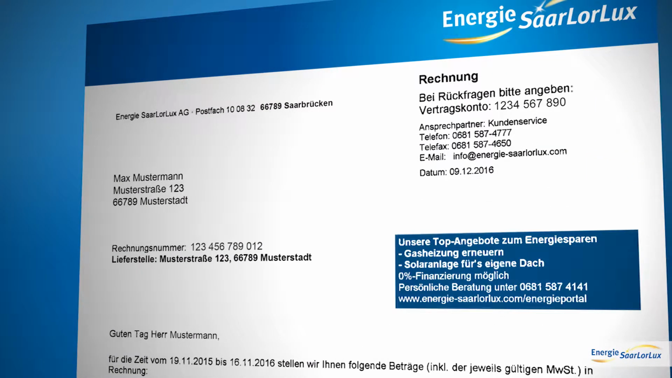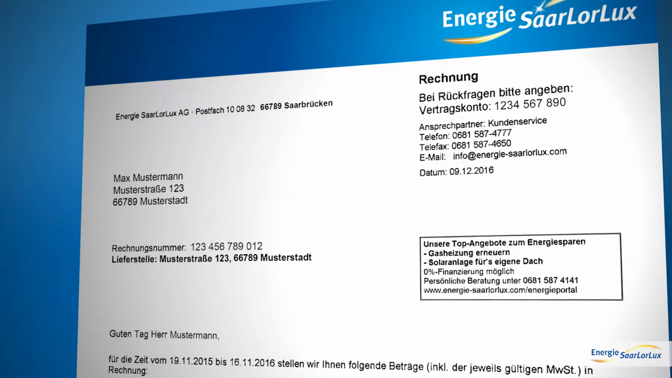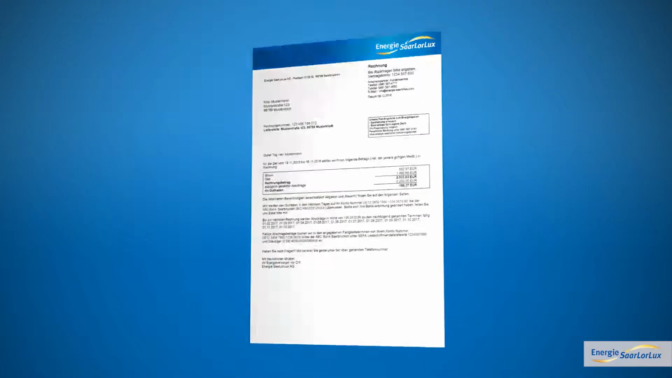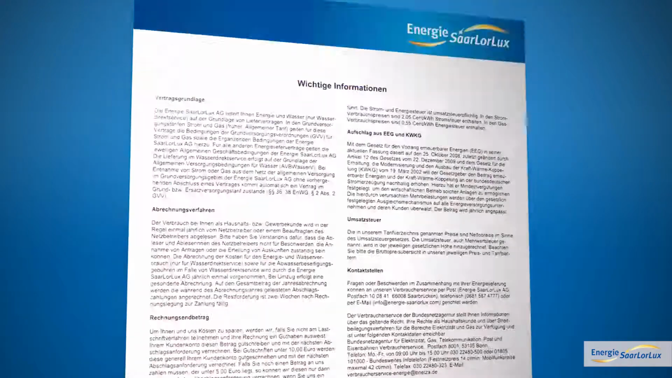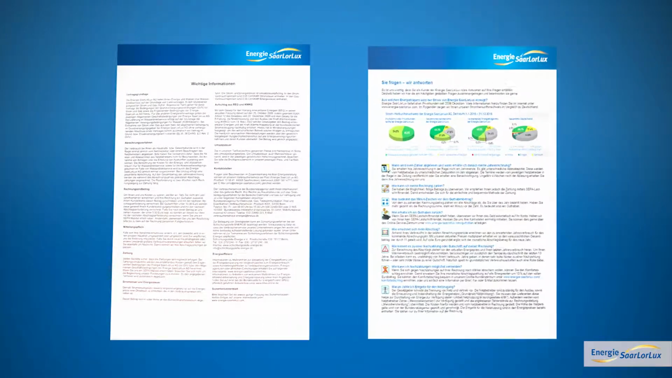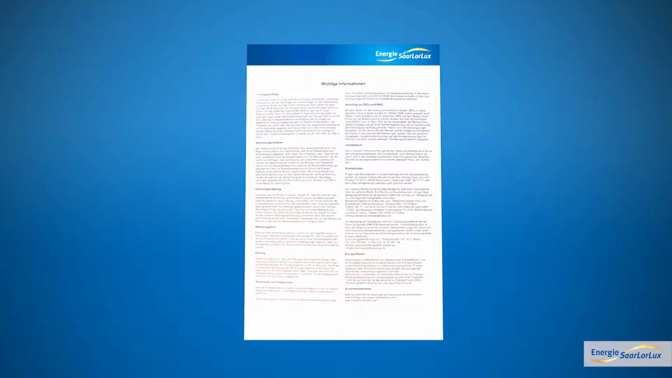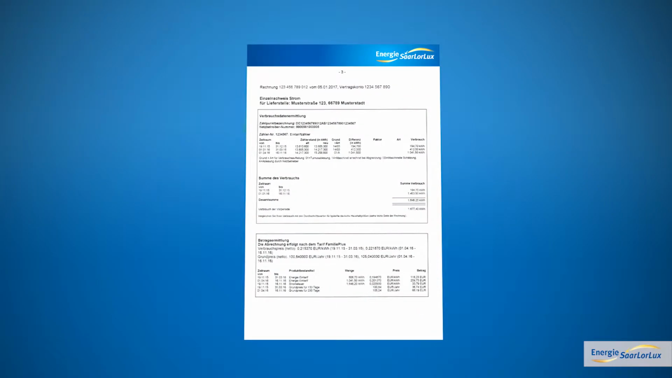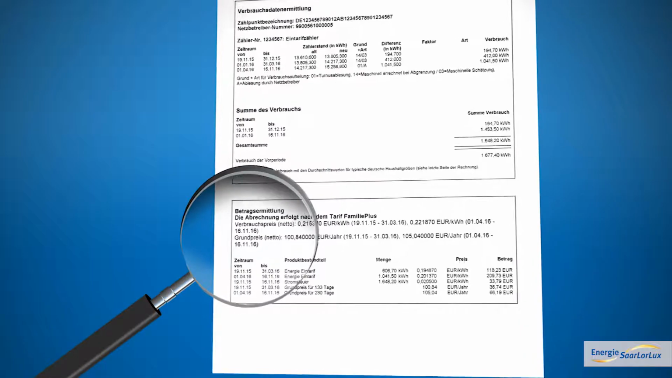We will inform you of our latest hot topics in the special offer box at the end of your invoice. We have put together some important information on page 2 of your invoice and on the flyer we send you with the invoice, which will answer many of the questions you may have regarding your energy supply contract. On the following pages of your invoice, we present your bill in detail.